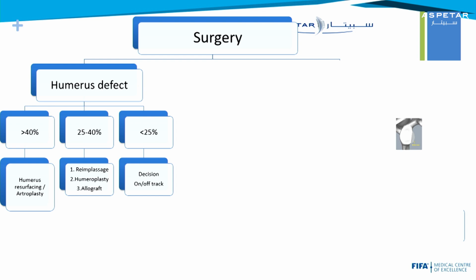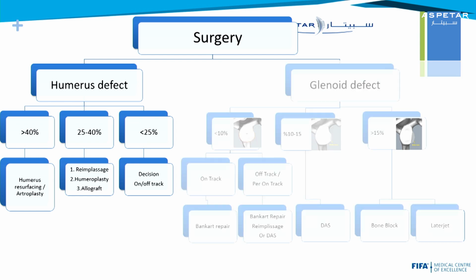If we want to deal with the defect surgically, we need to think about both sides, the humeral side and the glenoid side. On the humeral side, if there is more than 40 or 50%, as with chronic fixed dislocations, we sometimes prefer to go with arthroplasty. So it is also an arthroplasty candidate if it has a huge humeral defect. If it's 25 to 40%, we need to augment this defect with an allograft, sometimes remplissage. If it's less than 25, we need to go and check the glenoid part.